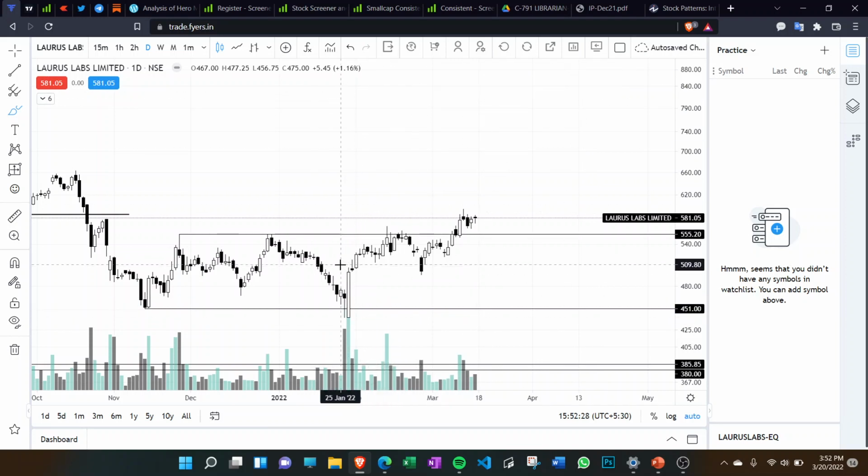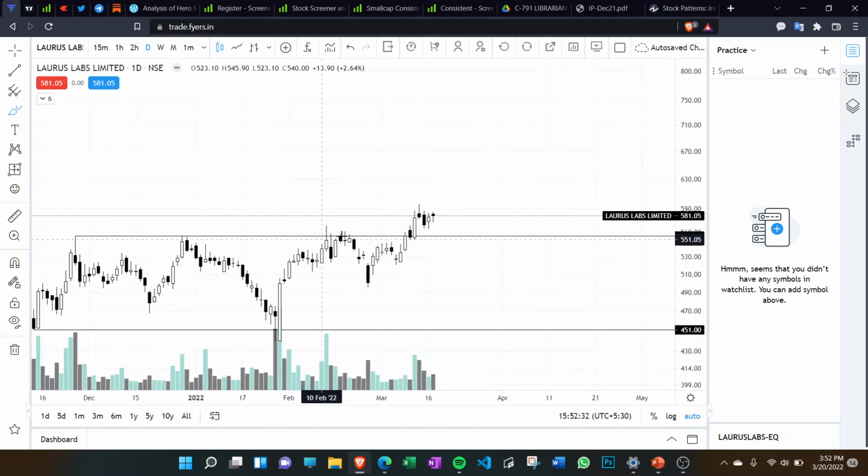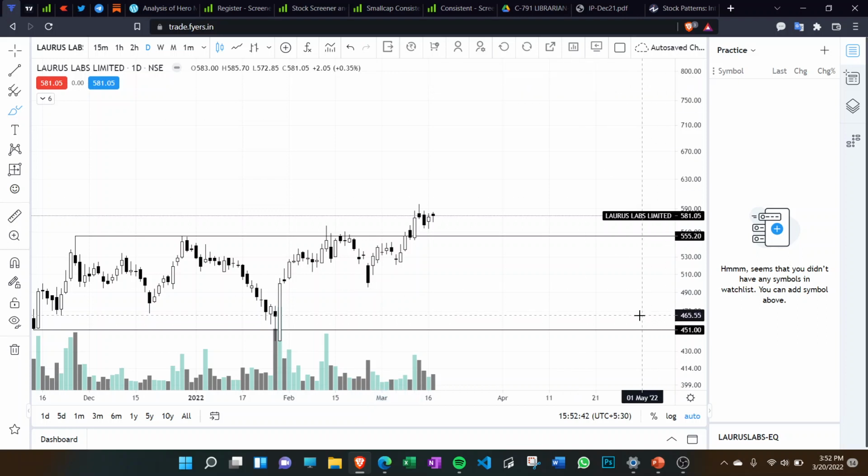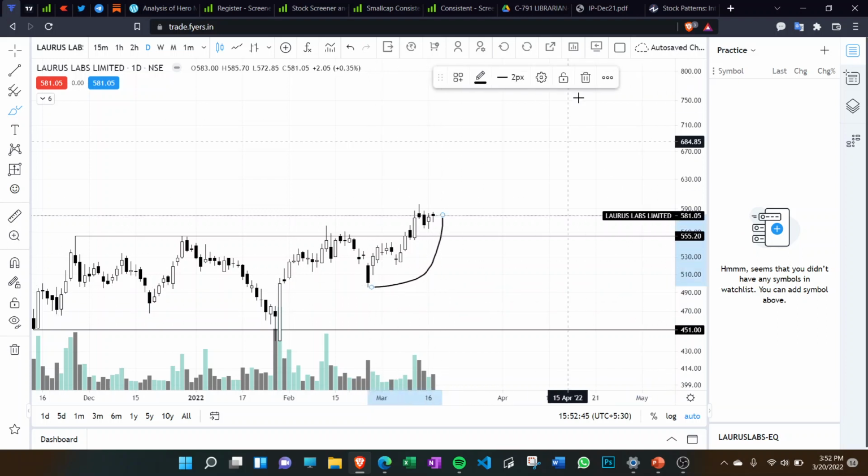And the next day it opens gap down, and then a very big candle recovered the losses of the previous day, and then again faced resistance at this level of 555. But this time it fell, but it didn't touch the low level that was around 450. That was the support of the pattern, and then it again started heading higher and then gave a breakout.